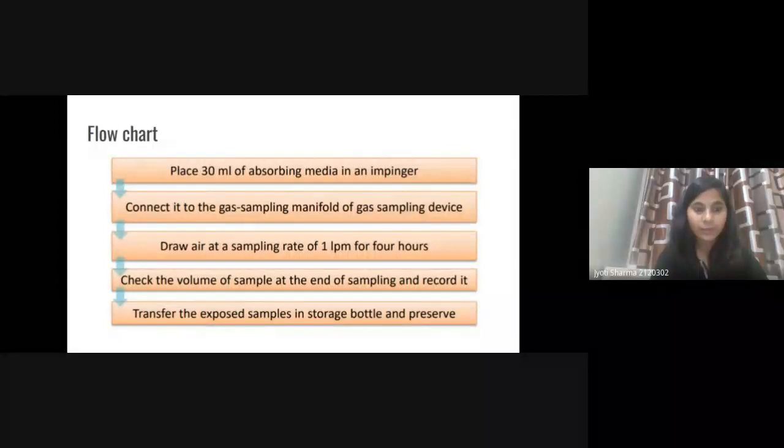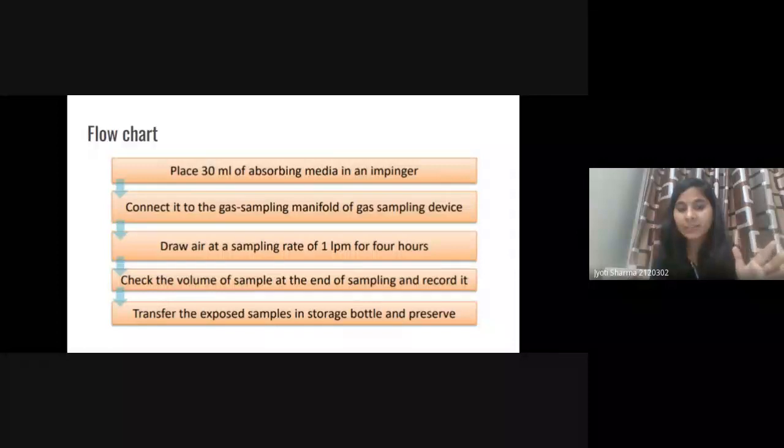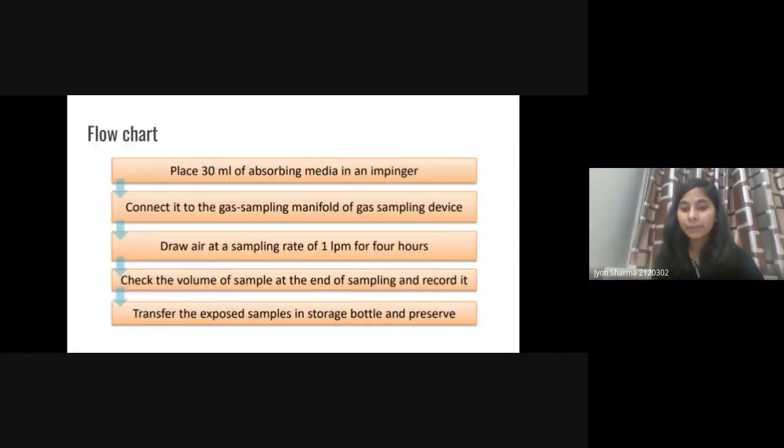I do have a flow chart as well. We have the absorbing media, and we will use the impinger so that we can absorb our sulfur dioxide, because we have to draw the air into the sampler. Again, the flow rate we have to keep constant. We will try to keep the flow rate of our gas at 1 liter per minute for 4 hours, and then we will check the volume at the end of the sampling and record it.